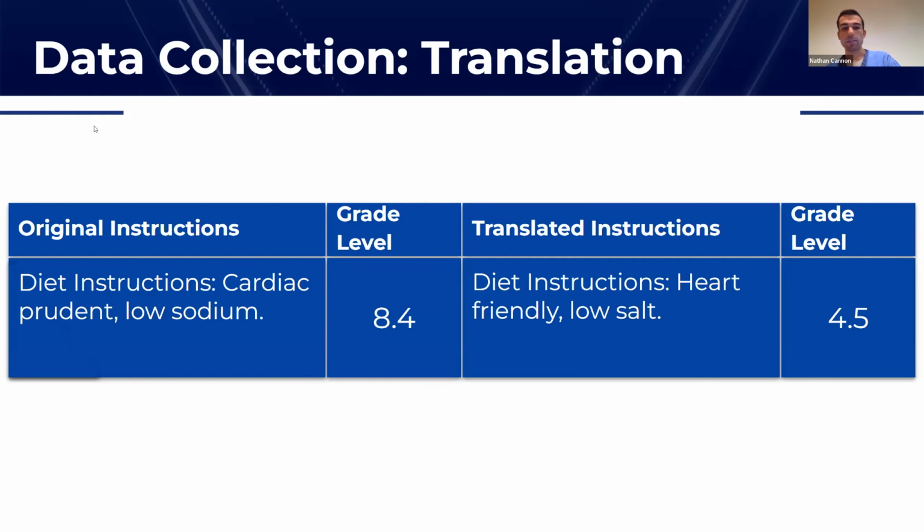So here we have an example of the translation process. The text on the left, you can see cardiac prudent low sodium, is pulled from actual discharge instructions, and on the right are the translator simplifications. You can see how substitutions like heart friendly for cardiac prudent and salt for sodium are more likely understandable for patients instead of using medical jargon, which obscures the text's meaning. And then translators also broke up sentences where possible.